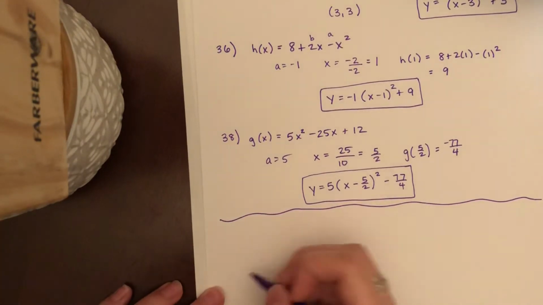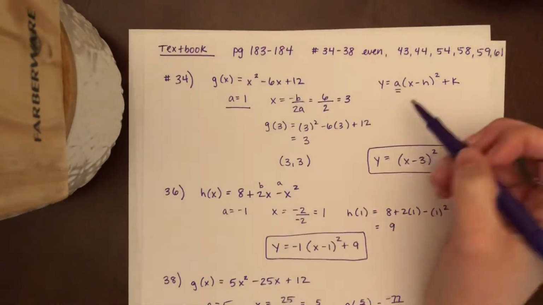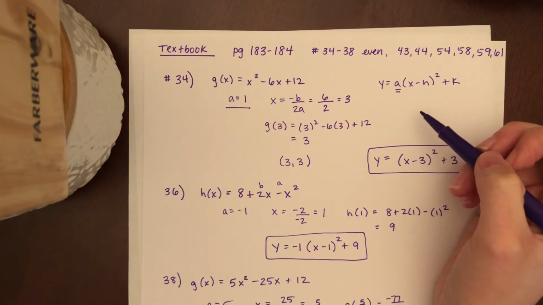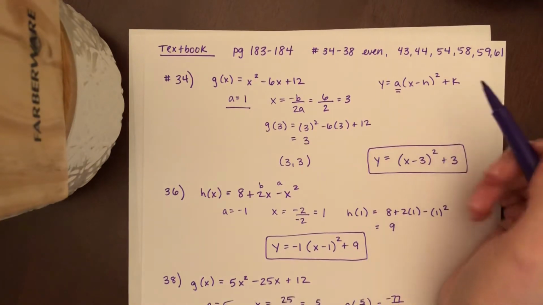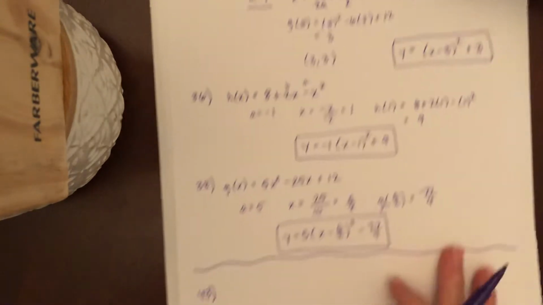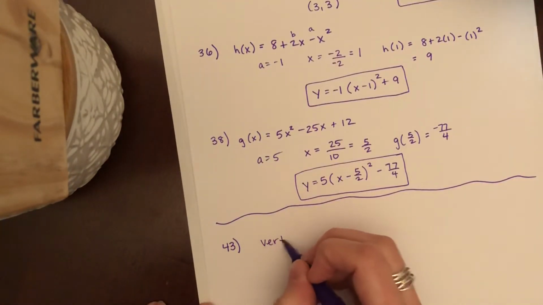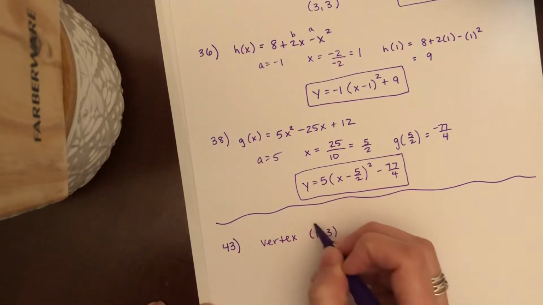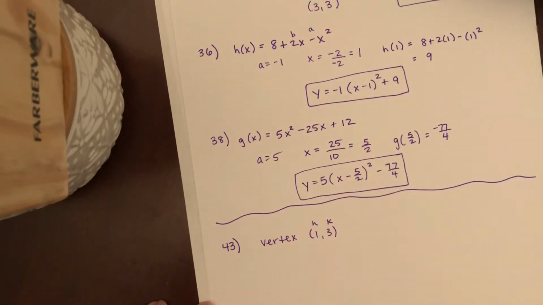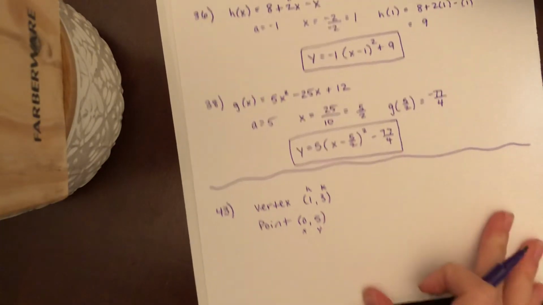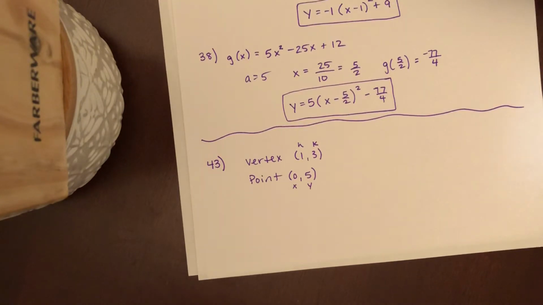So if we start with 43, we're still trying to write it in our vertex form, but we have different information. So we actually have the vertex already. Okay, in number 43, the vertex is 1, 3, which means our h value and our k value are given. We also have some other random point. So the other point on our quadratic is 0, 5, which we can think of as a random x and y. So the only thing we're actually missing is a. And we have everything we need to find a, we just have to plug it into the correct spot.